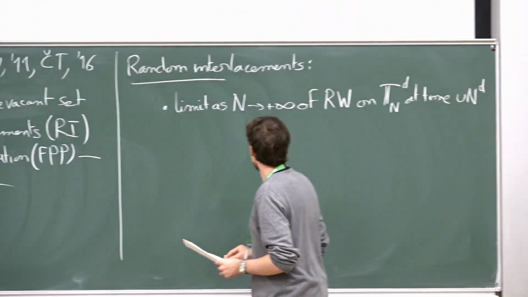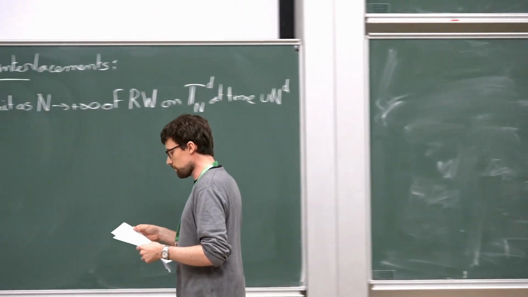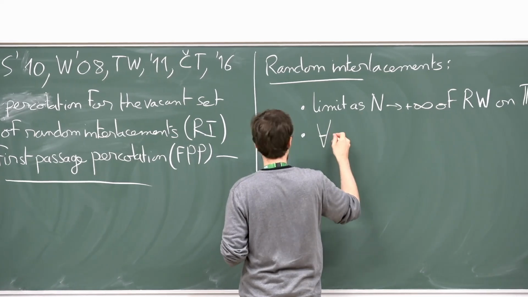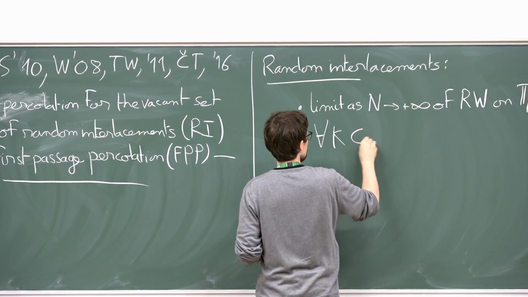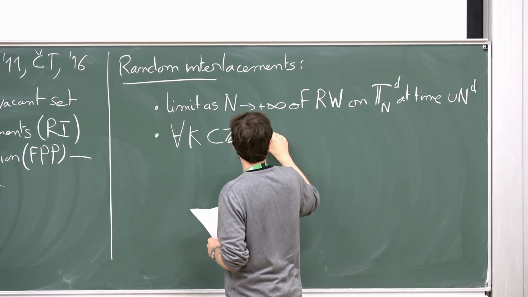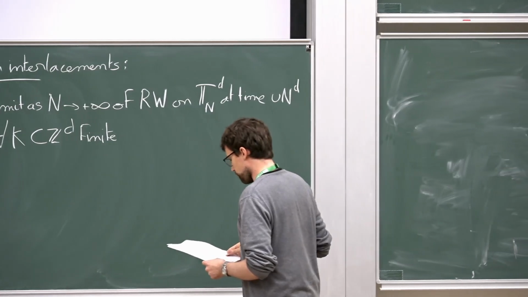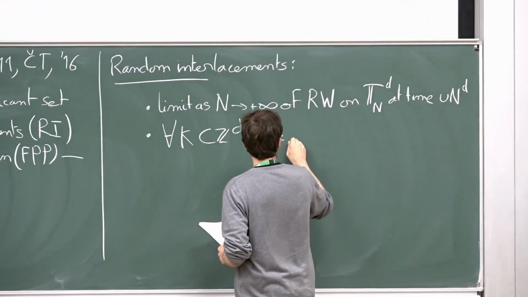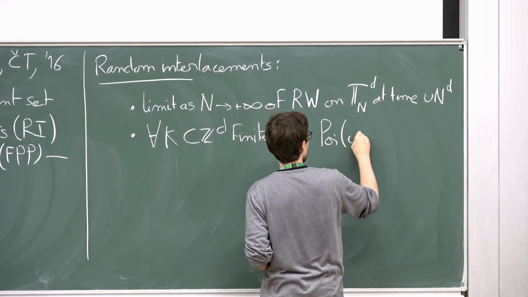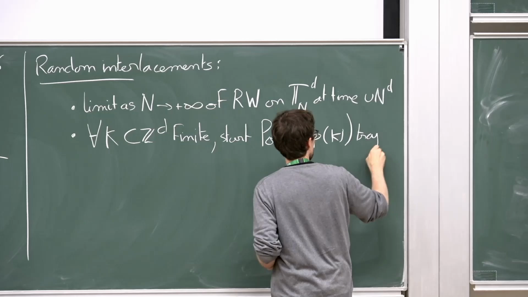But of course, this doesn't tell you what they are, and there is a direct way to define them in infinite volume, due to Sznitman. And the definition is pretty simple. So what you do is you fix some finite set K on Z^d, where d is always at least 3, as before. And then you start a Poissonian number of trajectories from K.